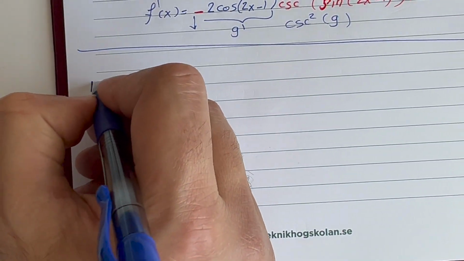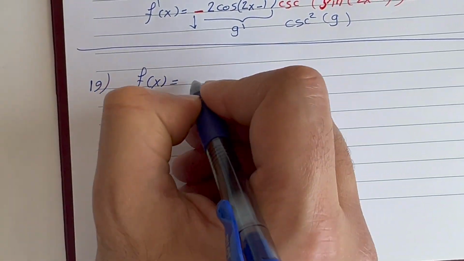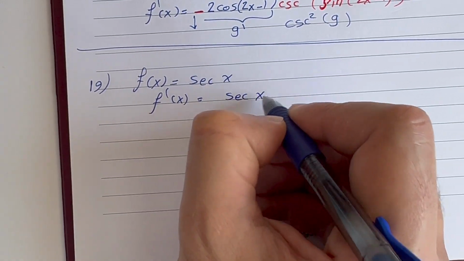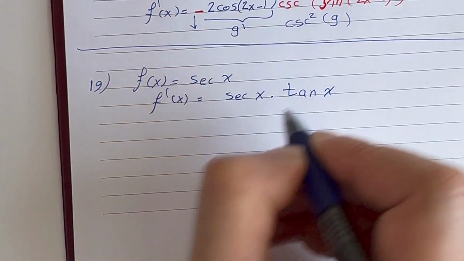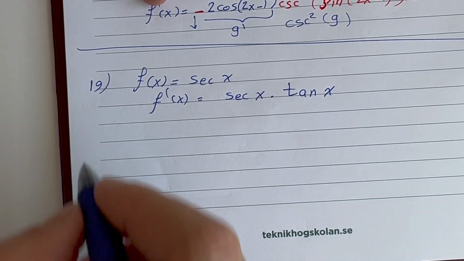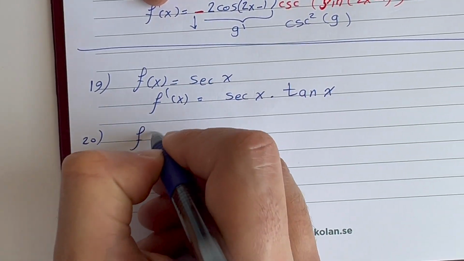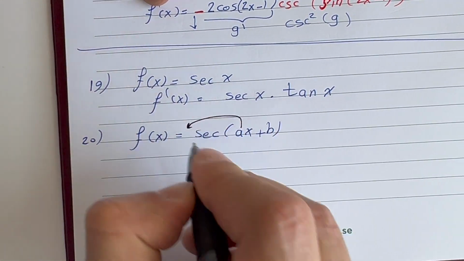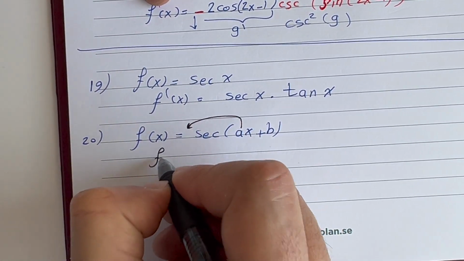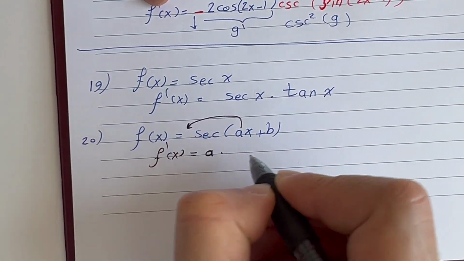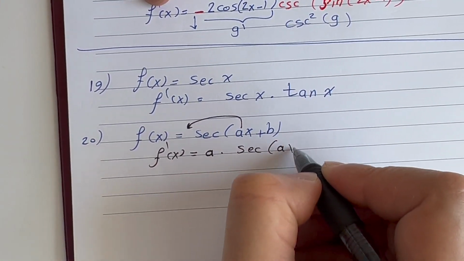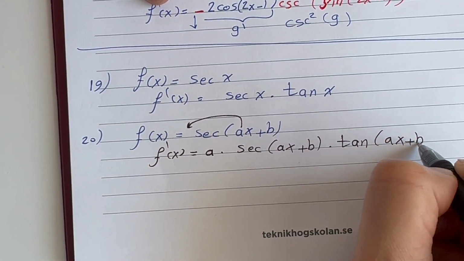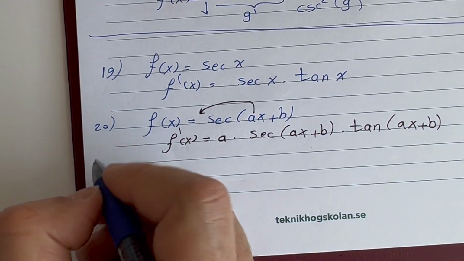Now rule number 19. What is the derivative of sec x? The derivative of sec x is sec x times tan x. That's the rule. Rule number 20. What is the derivative of sec(ax plus b)? Just multiply by the derivative of the angle outside. So f prime x will be a times sec(ax plus b) times tan(ax plus b). Same thing.